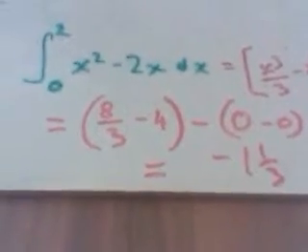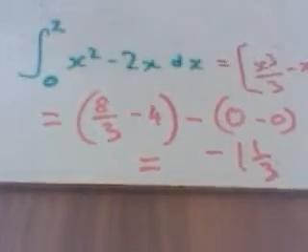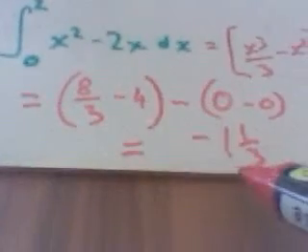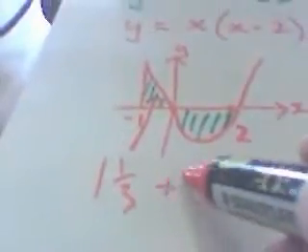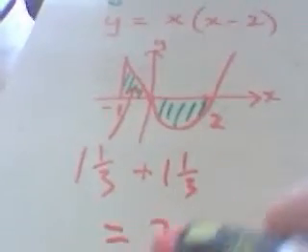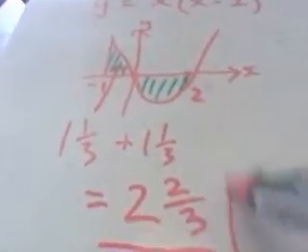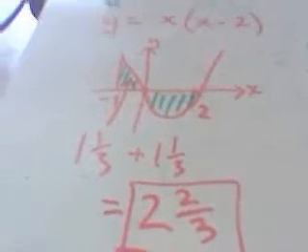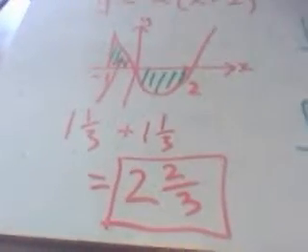So what I now need to do is add the two things together. Don't forget we're taking this negative as a positive, so adding 1 1/3, which gives me 2 2/3. I hope that was your answer. Do each step carefully and you should get it right.